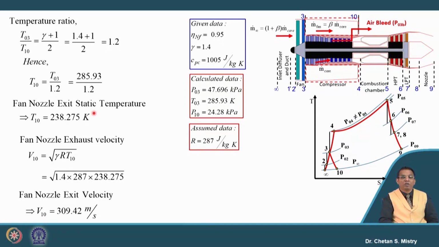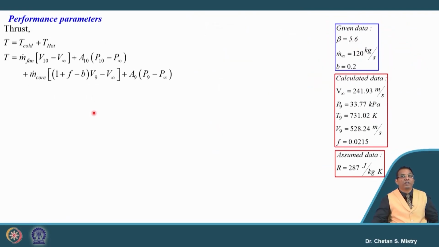Now, in order to do the calculation for the thrust, we need to have the area of both the nozzles. So, let us try to calculate the area for both the nozzles. Here, this is the formula for our thrust. This thrust we are writing in terms of cold thrust and hot thrust. A10 is the area of the fan nozzle, and A9 is the area of our turbine nozzle.